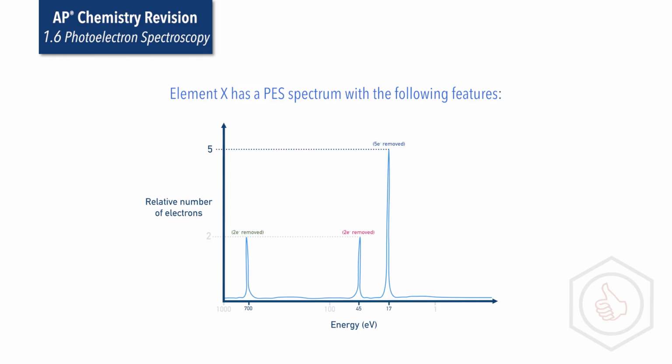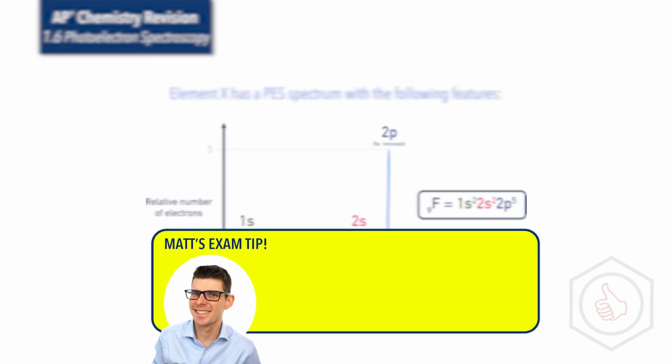Well, the first peak must be a 1s, the second peak must be from a 2s, and the final peak must be from 2p, meaning 2 electrons in the 1s, 2 electrons in the 2s, and 5 electrons in the 2p. This would give 9 electrons in total, which would correspond to the atomic number of fluorine, meaning the unknown element is fluorine.